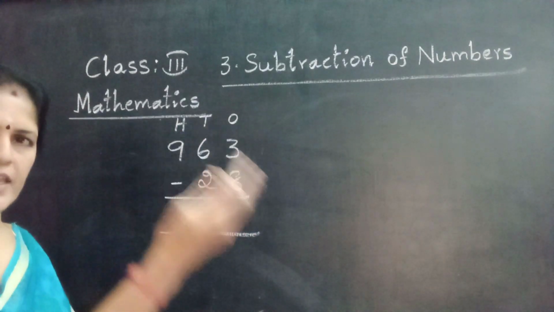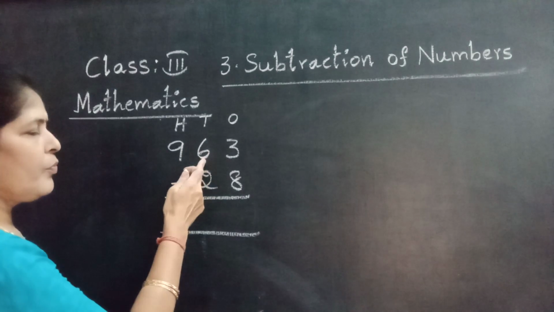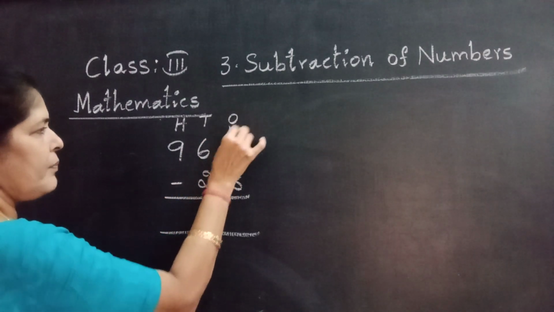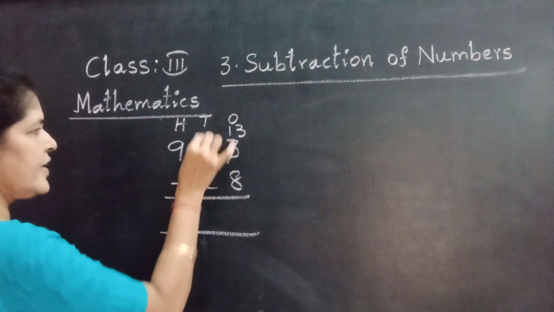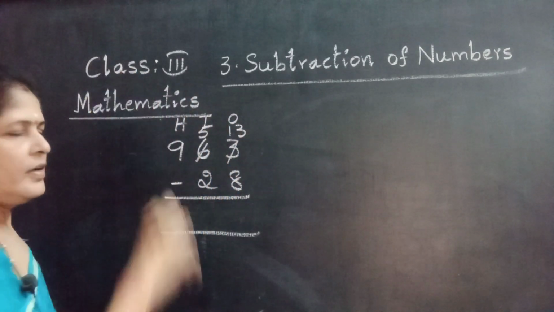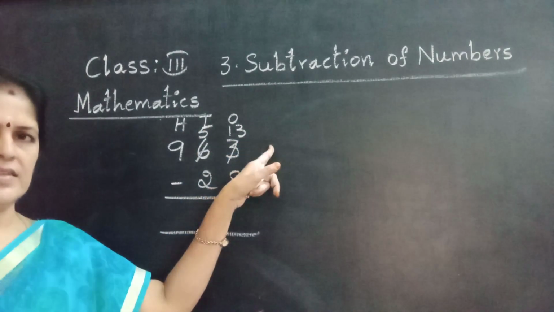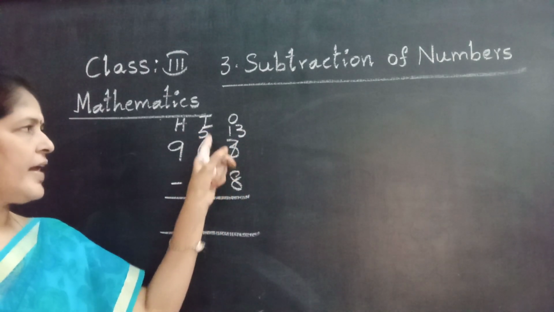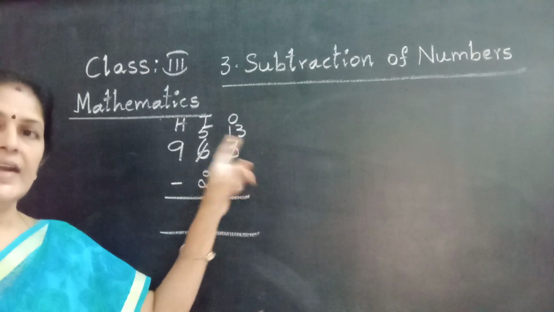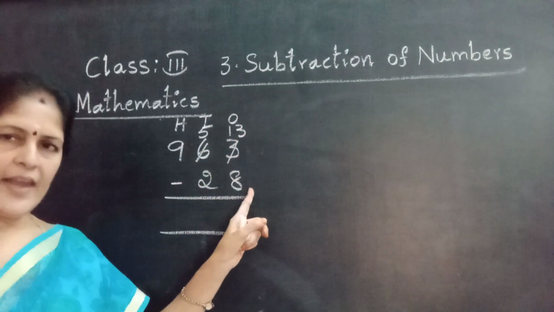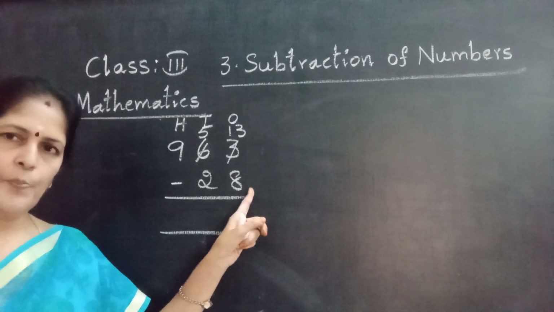Then the borrowing concept. One number moves from the tens place to the ones place. Then 3 becomes 13. 6 changes into 5. Understood? Borrowing from tens to ones. 10 and 3 make 13. Now 13 is greater than 8, so subtraction is possible.